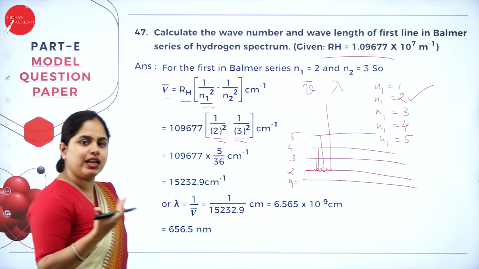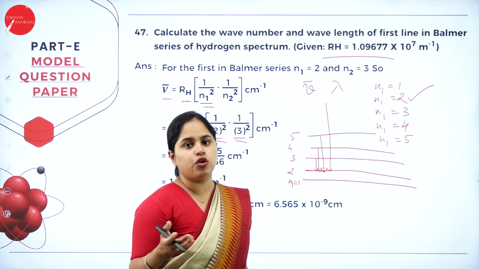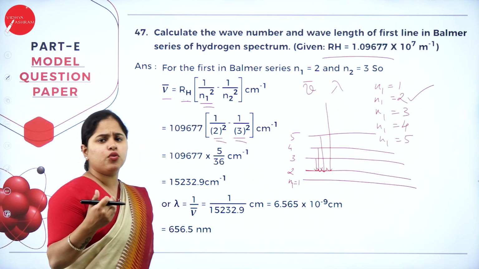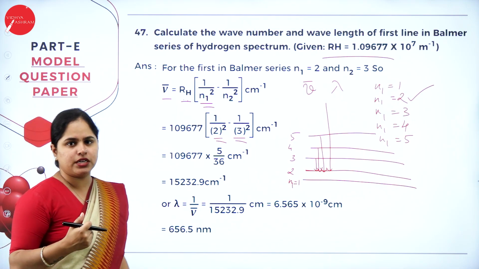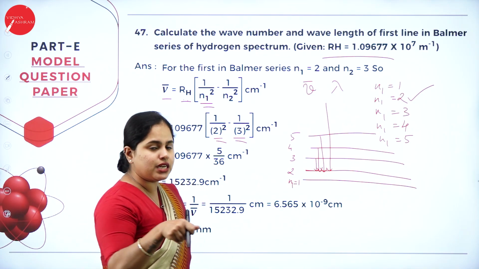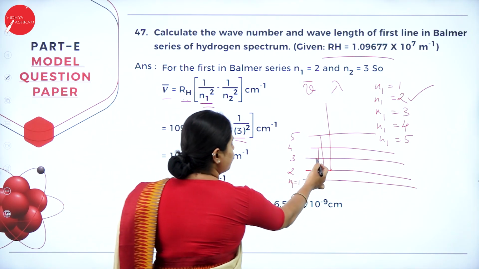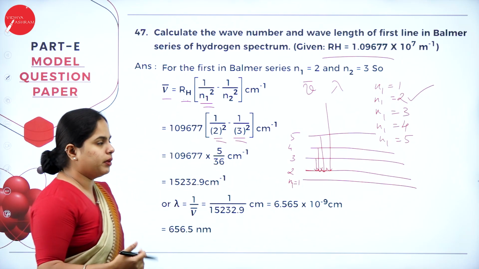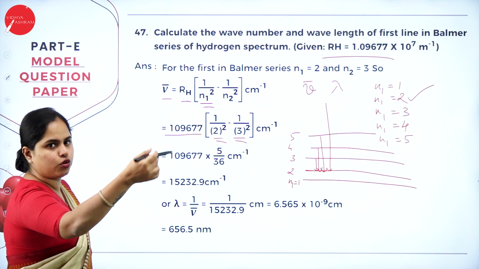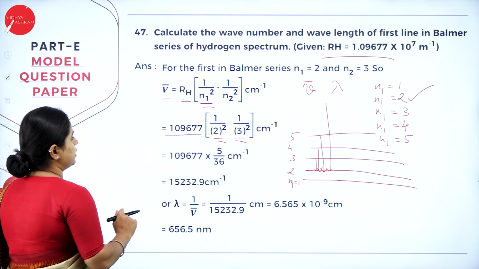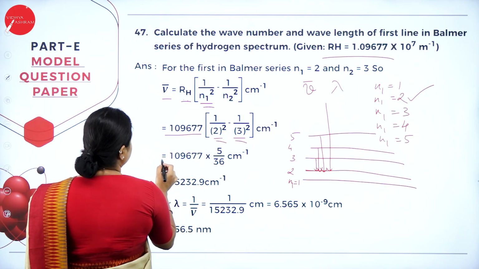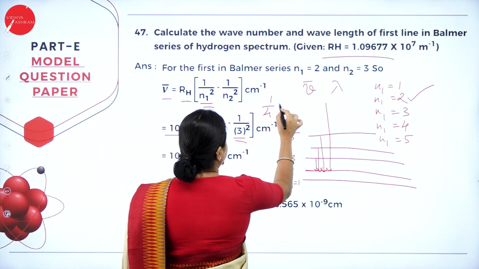So, they have not directly given you the N1 value and N2 value. You should be able to calculate what is the N1 value and N2 value. N1 you can directly calculate from Balmer series. Balmer means N1 will be always 2, right? And first line means that this will be the first line, of course, right? So, N2 will be what? It will be 3. So, it will be 109677, the same value that 10 to the power 7 we have taken inside. So, 1 by 2 square minus 1 by 3 square. What is 1 by 2 square? That is 1 by 4 minus 1 by 9.